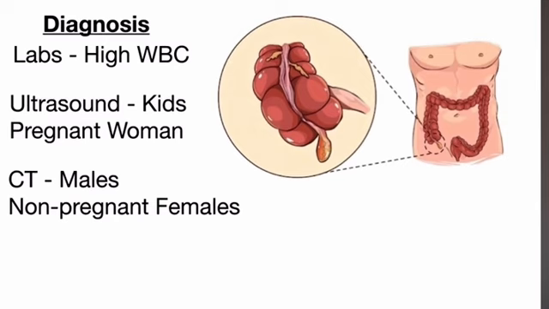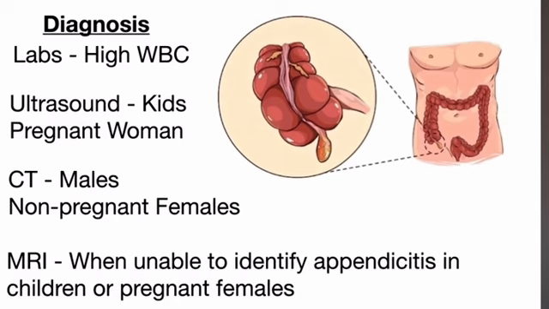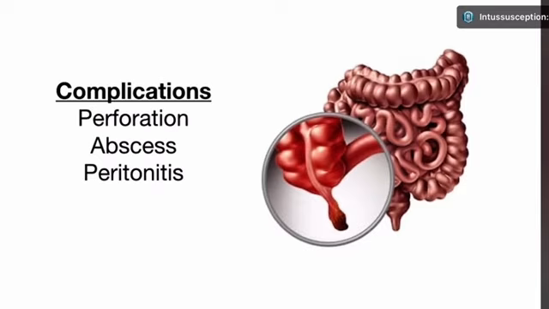You can also pick up appendicitis on MRI imaging. This might be necessary when unable to identify appendicitis in pediatric patients or pregnant females on ultrasound, or maybe ultrasound isn't available and you don't want to risk radiating the patient using a CT scan, then you may resort to an MRI at that time as well. There are a few different potential complications to appendicitis. First, the appendix can rupture or burst, called perforation, and the content within the appendix can leak into the abdominal cavity. This can lead to abscess formation, and it can also lead to peritonitis, which is inflammation of the peritoneum.